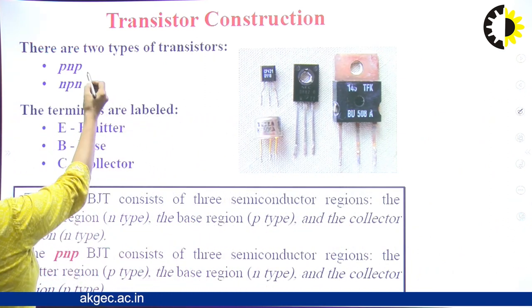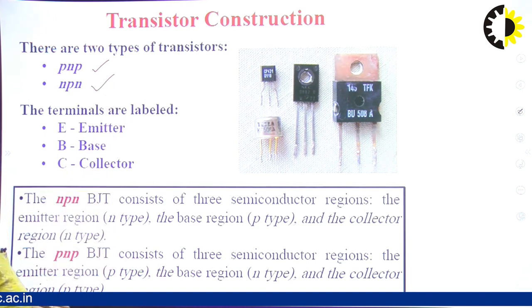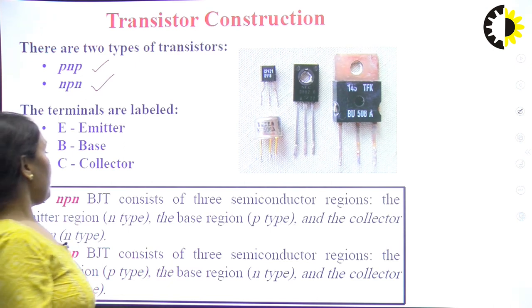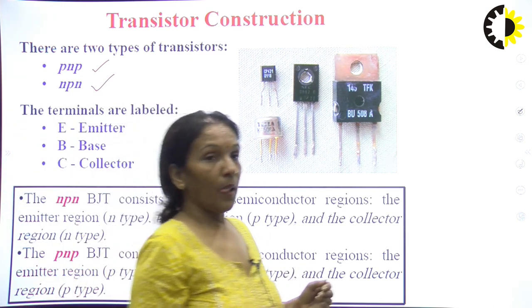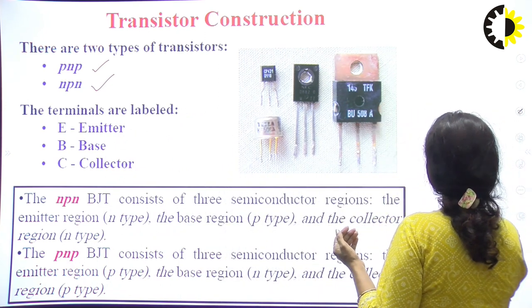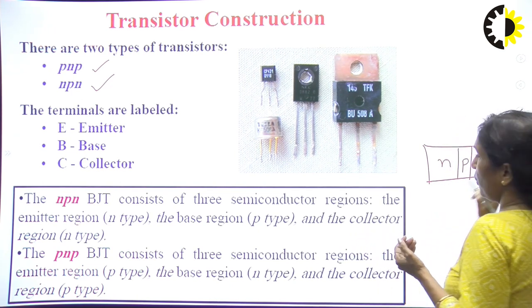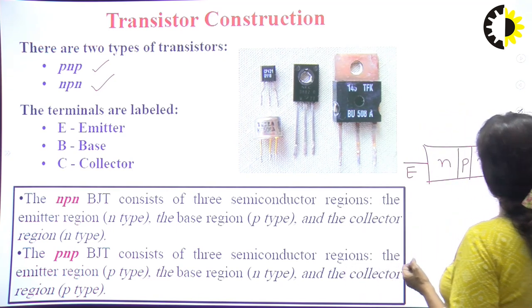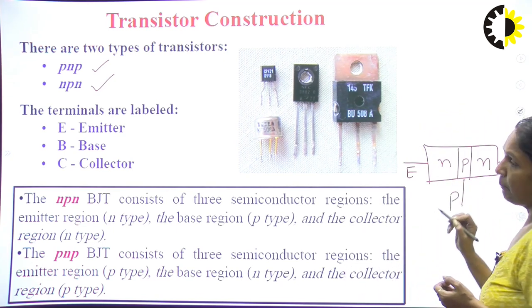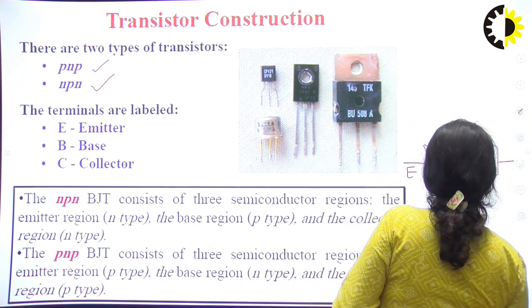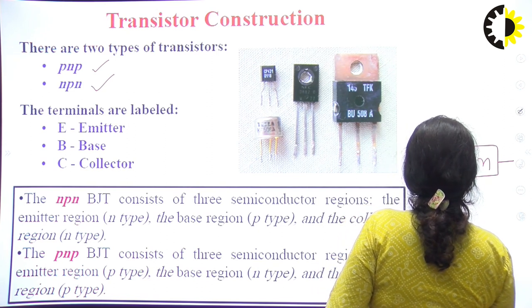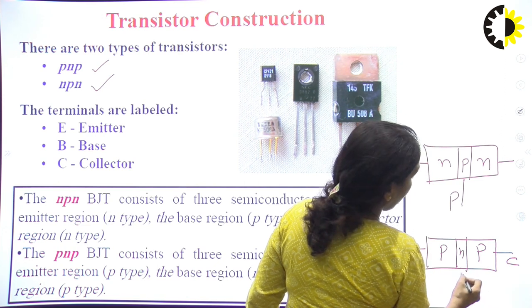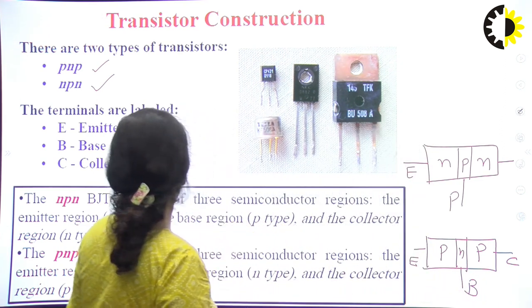As I mentioned earlier, there are two types of transistors, NPN and PNP, and the three terminals present are the emitter, base and collector. An NPN transistor consists of three semiconductor regions where a p-type semiconductor material is sandwiched between two n-type semiconductor materials, where the emitter region is n-type, collector region is n-type and base region is p-type. Whereas in a PNP transistor, n-type material is sandwiched between two p-type materials, where the emitter will be p-type, collector will be p-type, and the base will be n-type semiconductor material.